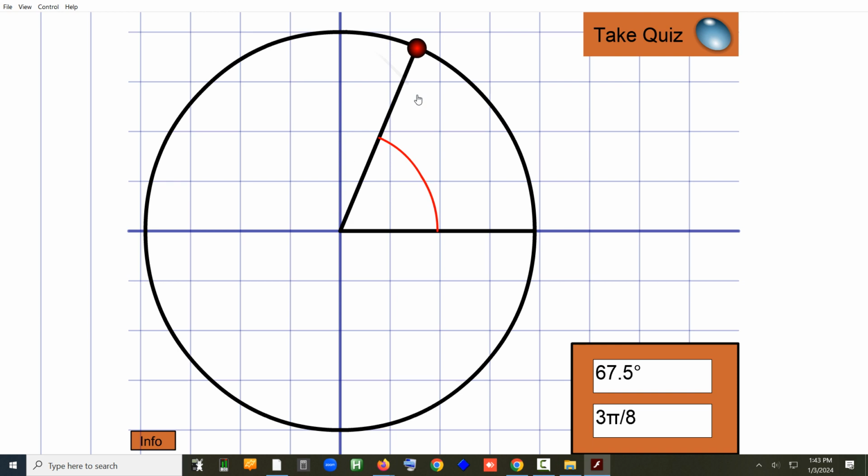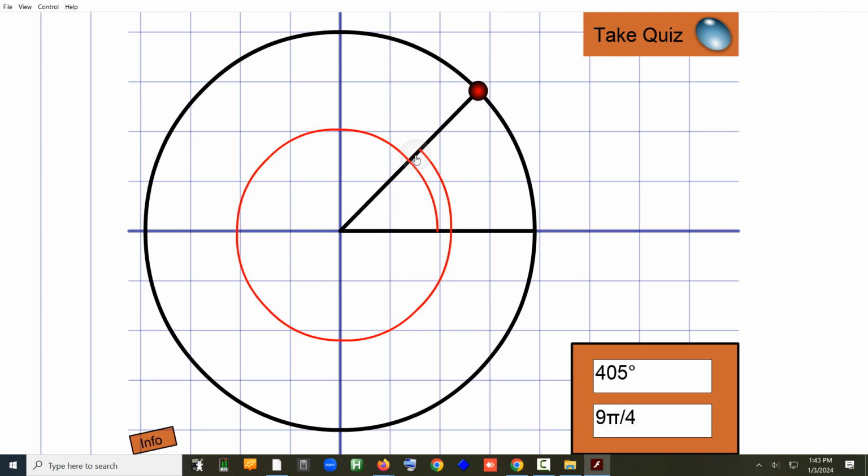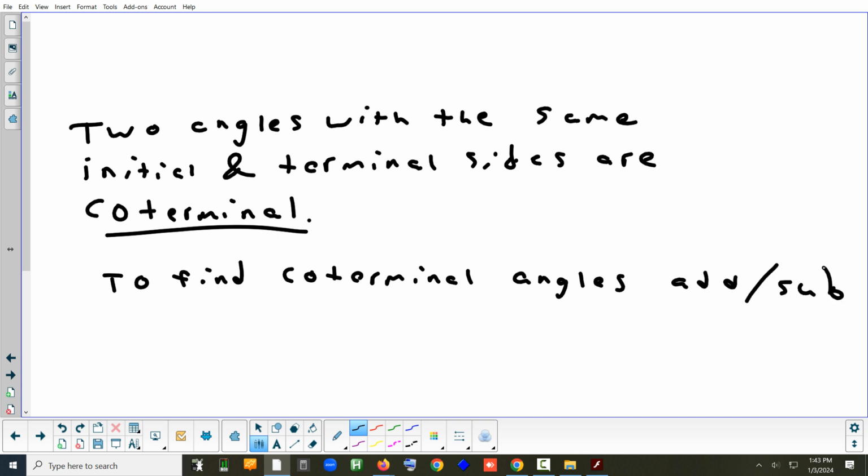If you take any angle, like 45, and you add 360 to it, you will find another angle where the terminal side is in exactly the same spot. Right? So let's write that down. To find coterminal angles, you can add or subtract basically a revolution. That's what you're doing. You can add or subtract one full revolution.